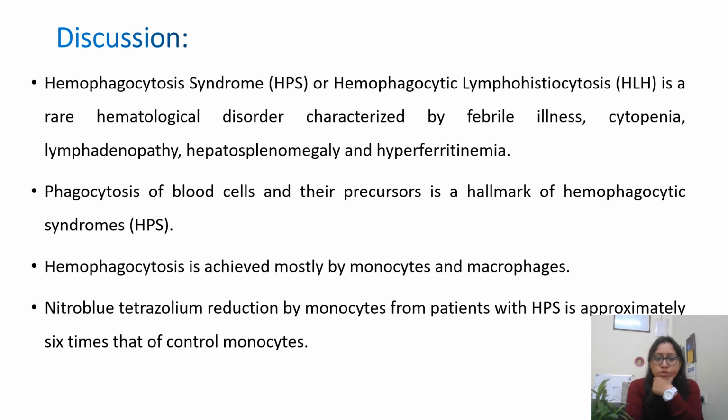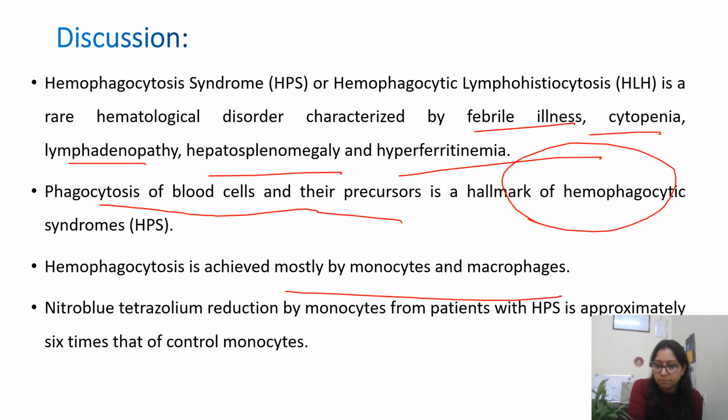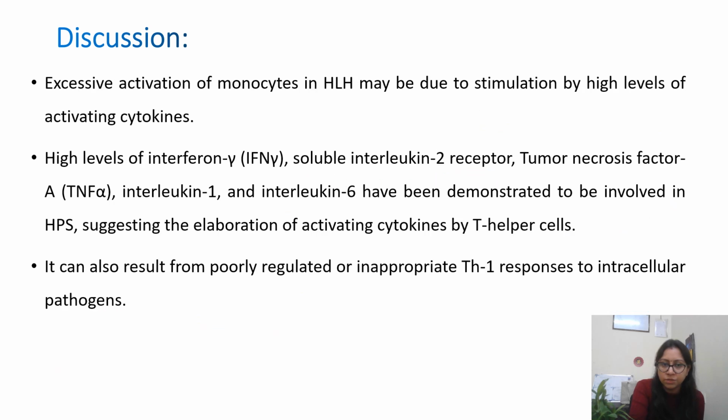So a few points about HPS, that is hemophagocytosis syndrome or hemophagocytic lymphohistiocytosis. It's a rare hematological disorder. How the patient will present to you: febrile illness, cytopenia, lymphadenopathy, hepatosplenomegaly, hyperferritinemia. These are the hallmarks. Phagocytosis of blood cells and their precursors is a hallmark of HPS, achieved mostly by monocytes and macrophages. And there is one test, nitroblue tetrazolium reduction by monocytes, which is 6 times that of control monocytes. That is a stain test which we do.